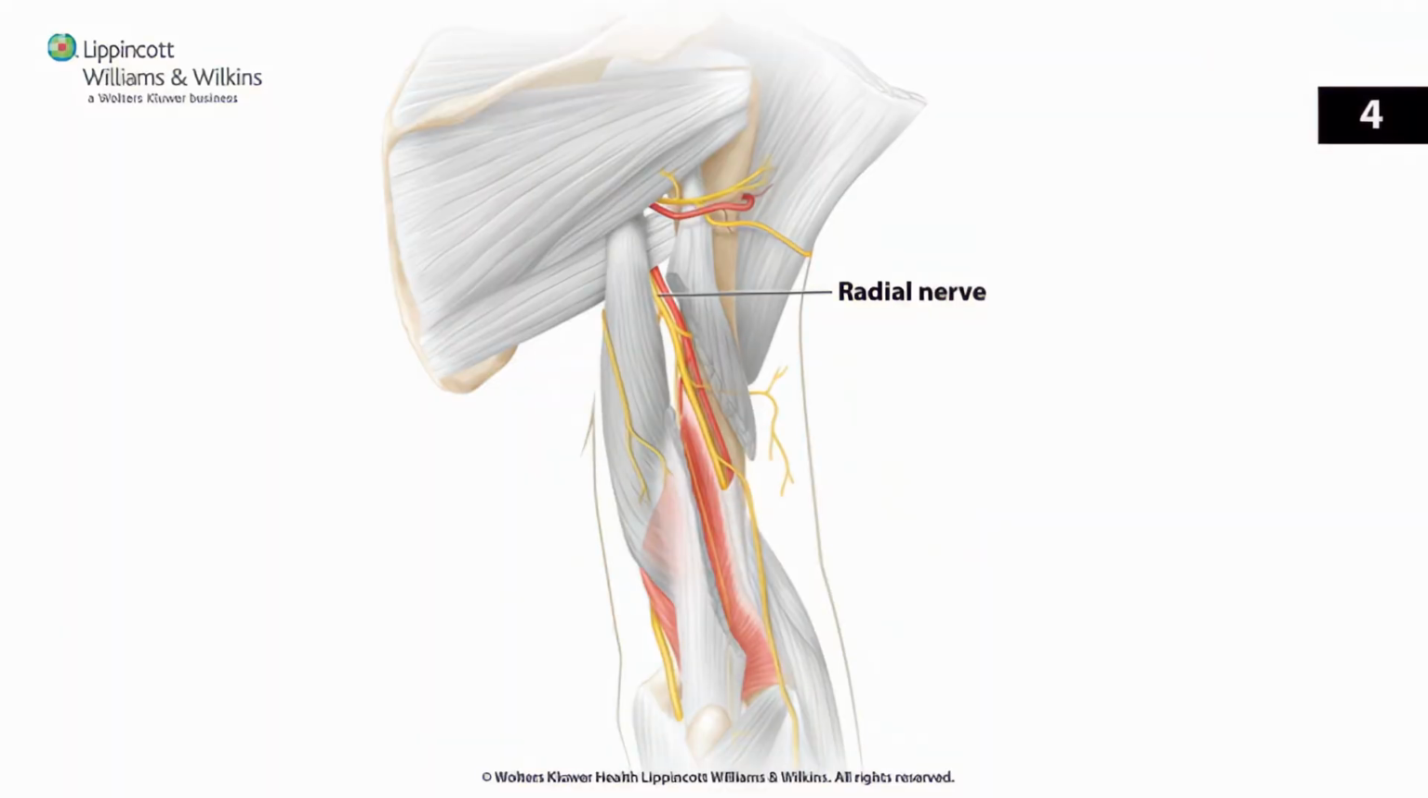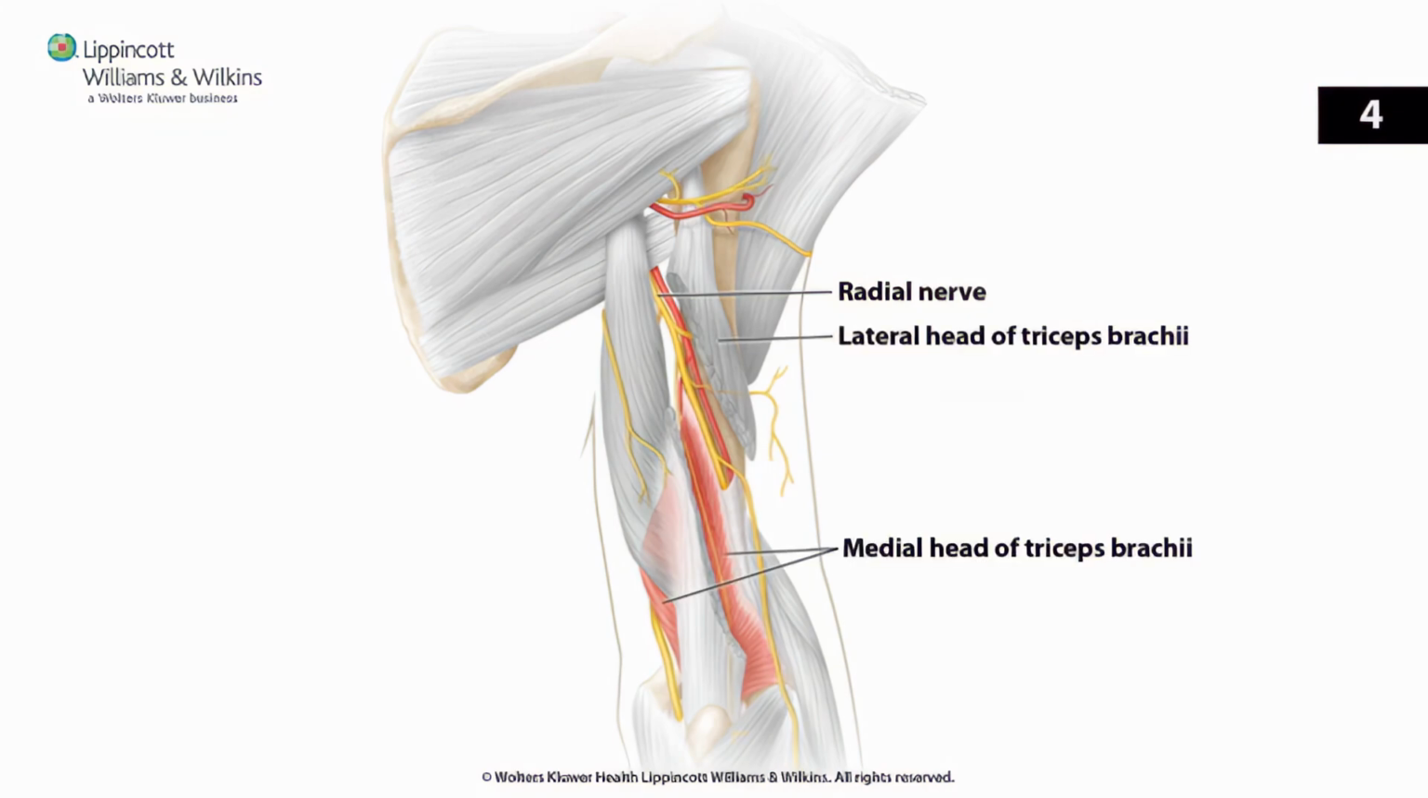So the radial nerve is an important nerve in the upper extremities, obviously. The radial nerve innervates the medial and lateral heads of the triceps brachii muscle. Now, new evidence shows that the long head of the triceps is actually innervated by the axillary nerve. But the triceps in general are the major extensors of the forearm.